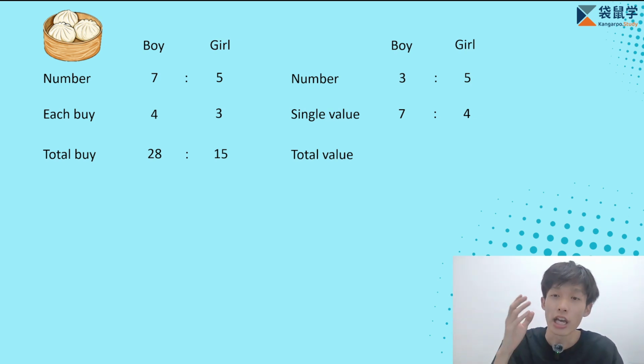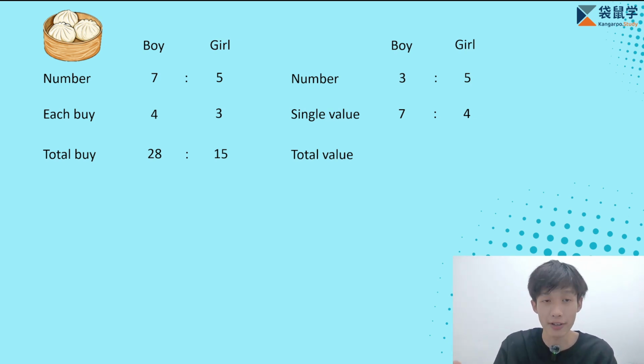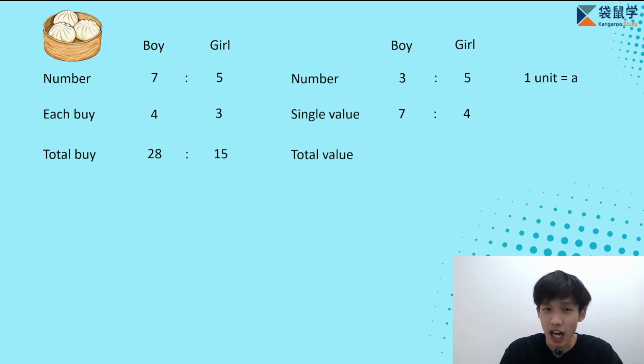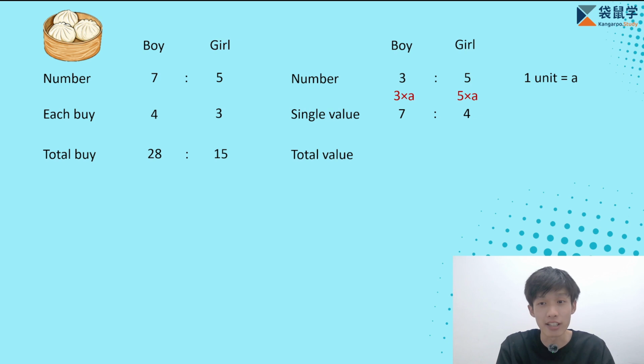For example, we have the number ratio 3:5. So we can think of it as 3 units to 5 units. Let's make 1 unit equal to A. How do we represent the actual number of boys? It should be 3 times A. How about girls? 5 times A. The same for the second ratio, the single value, 7:4 for each boy and girl. Let's make 1 unit equal to B. How do we represent the actual pouches that each boy can eat? It should be 7 times B, and girls 4 times B.